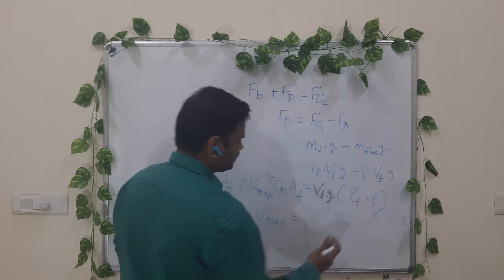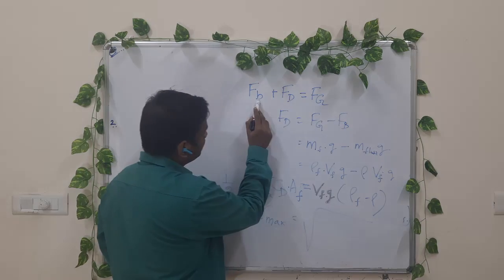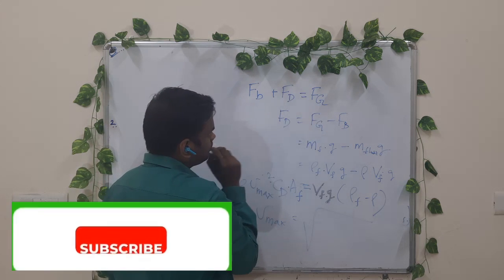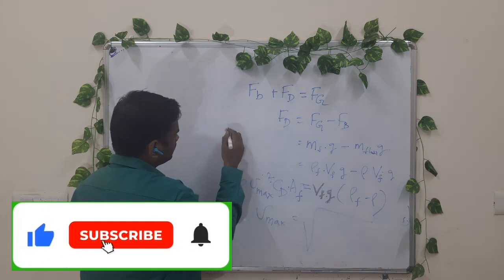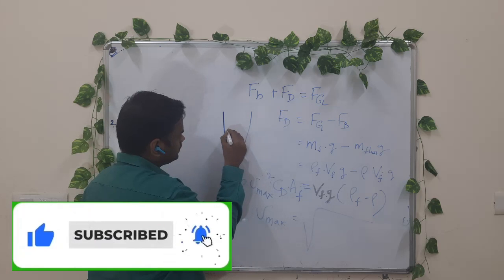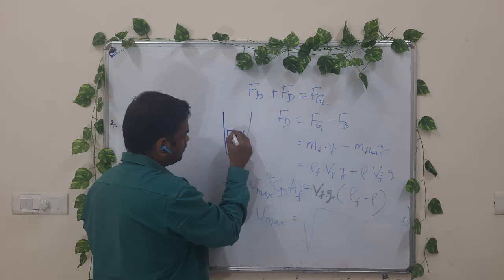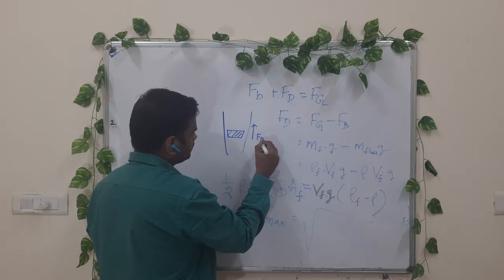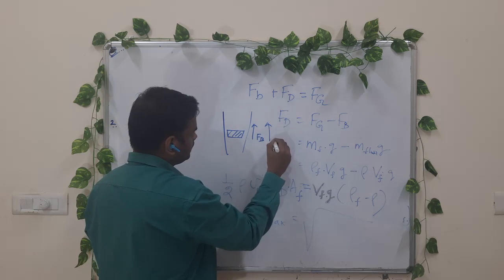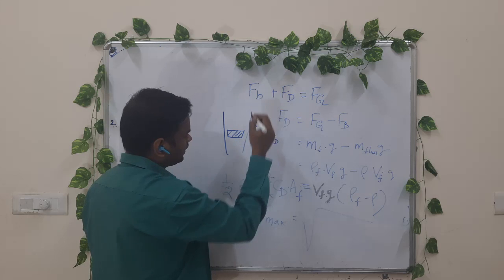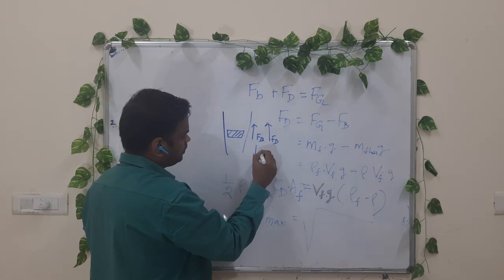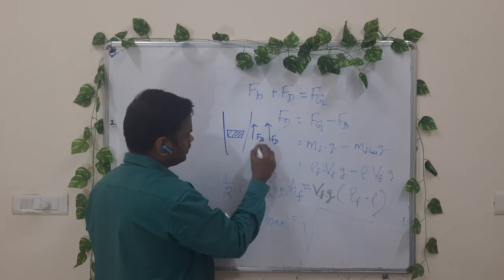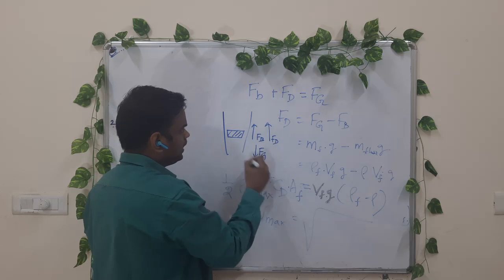Rearrange to write what is that. I repeat. So the buoyancy force plus drag force is equal to gravity force. What we are discussing here is we are having a float material. There is a buoyancy force acting upwards, and there is a drag force which is again acting upwards, and we have gravity force which is acting downwards. So this is the force balance.